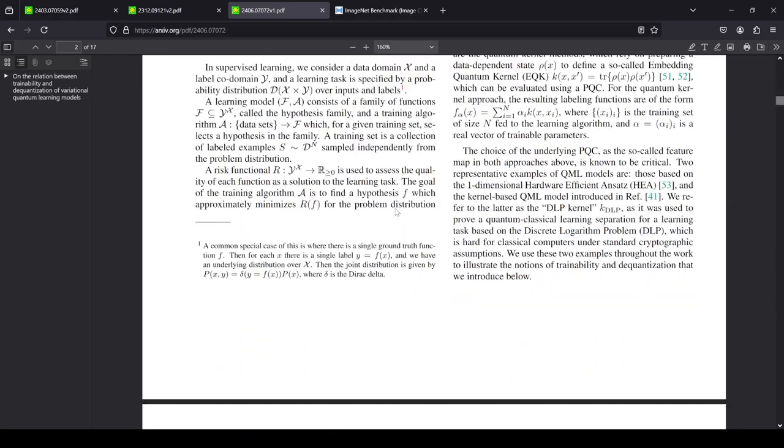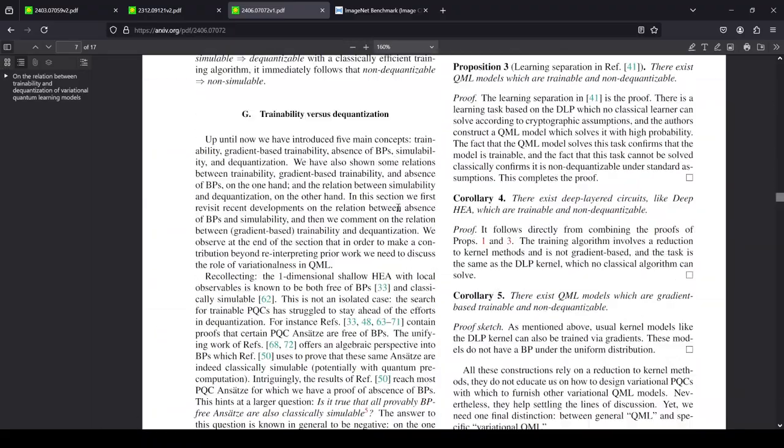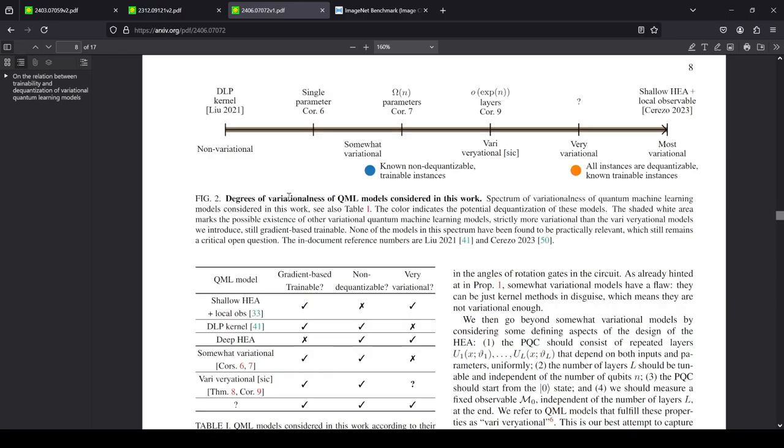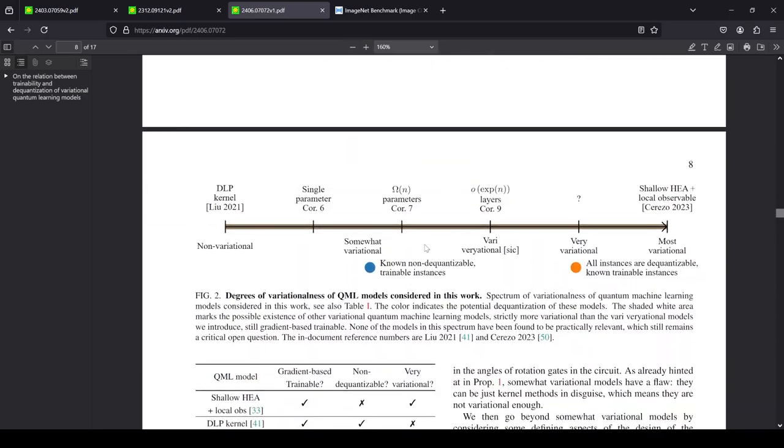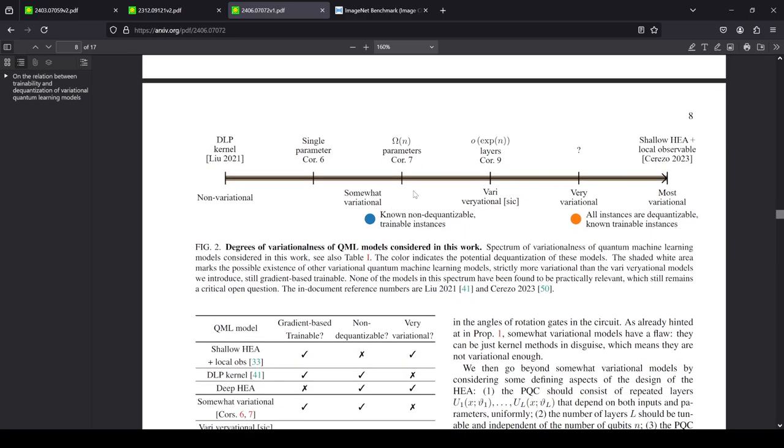And so what they investigate in this work, I'm going to scroll down to this one figure, is basically how variational can we get. Oh, that's weird, it doesn't render. If I looked at this in Chrome, it rendered nicely. I don't know why it's not rendering here, but if we look at the most variational models, this is supposed to be orange over here and blue over here on the left. The orange one on the right is dequantizable, and the ones on the left are less dequantizable. And so the question is, where does the intersection lie between trainability and dequantizability, or simulatability, which is a similar direction.